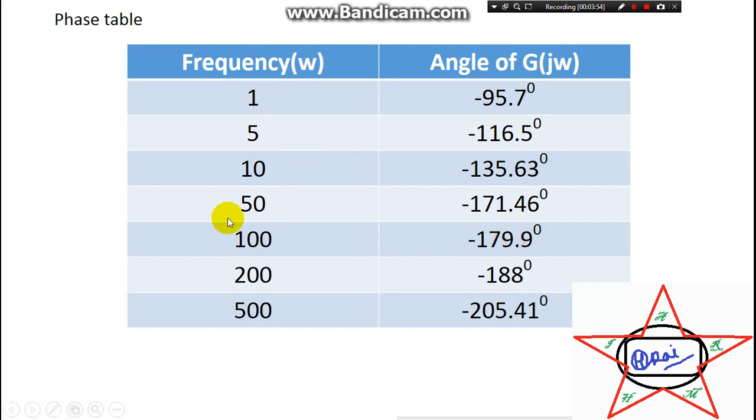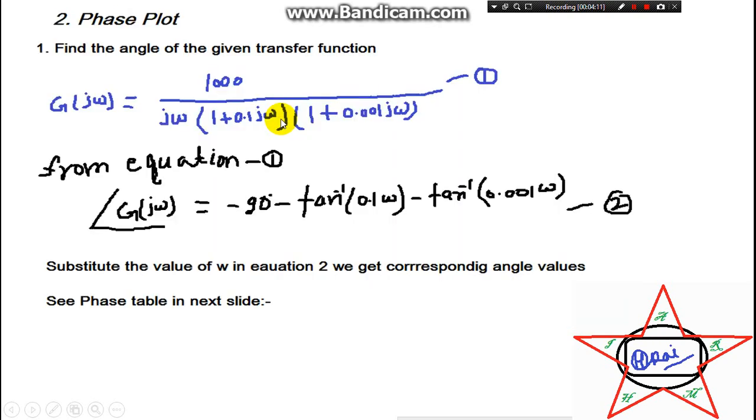Otherwise you select omega in such a way that the minimum value should be near about 100 degree, and the maximum value should be near about 180 degree, more than 180 degree. So this is the way to select the omega value. You put this omega value in this equation number 2, and you get the corresponding angle here.